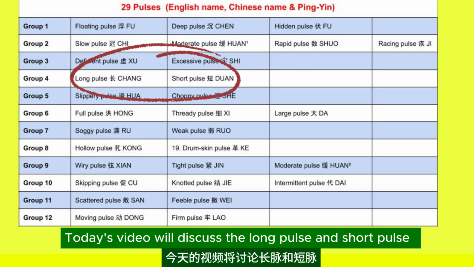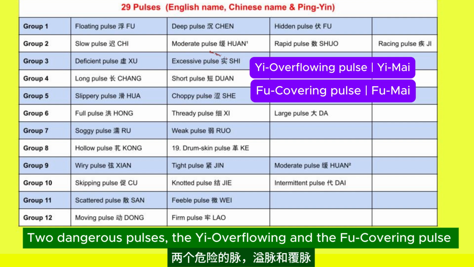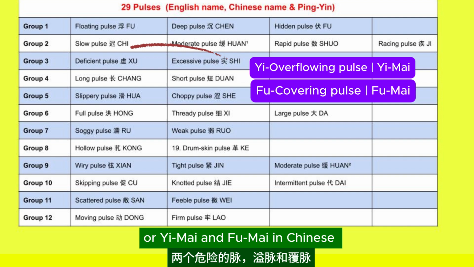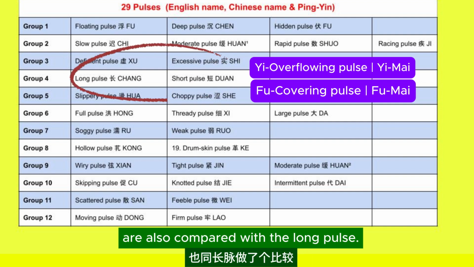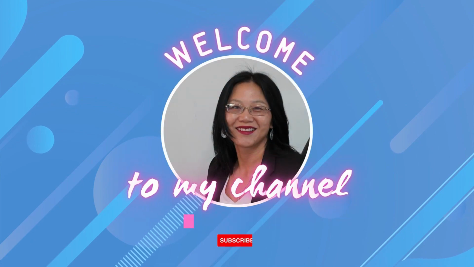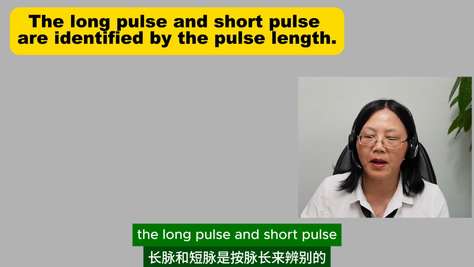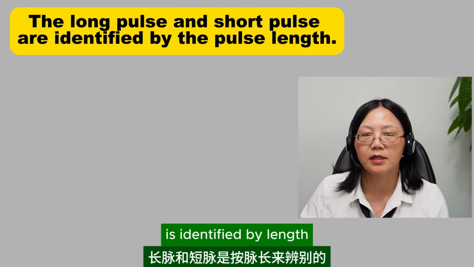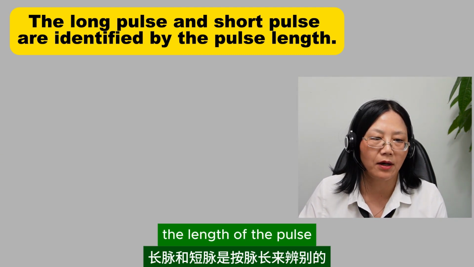Today's video will discuss the long pulse and short pulse and their clinical indications. Two dangerous pulses, the Yi overflowing and the Fu covering pulse, or Yi Mai and Fu Mai in Chinese, are also compared with the long pulse. The long pulse and the short pulse are identified by the length of the pulse.